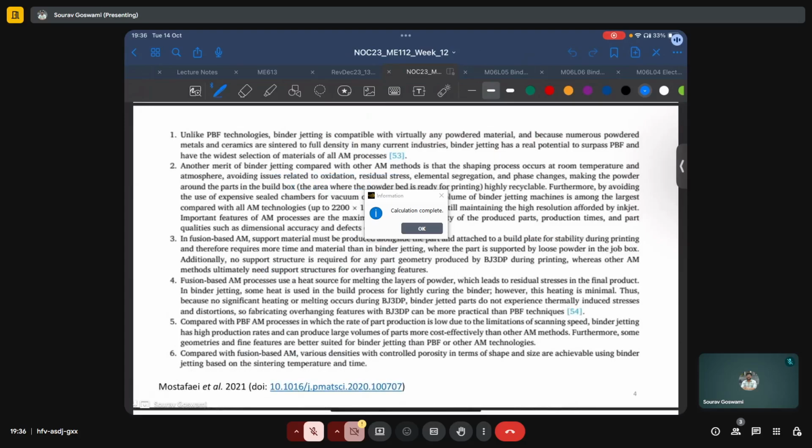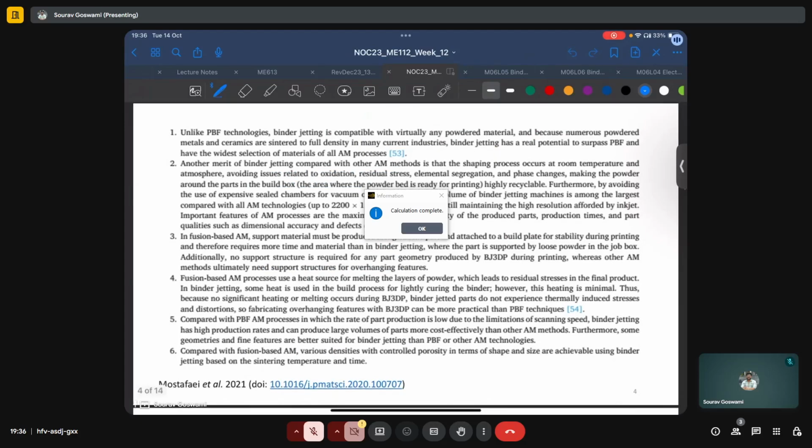Unlike other powder bed fusion technologies, binder jetting is compatible with virtually any powdered material. And because numerous powder materials and ceramics are sintered to full density in many current industries, binder jetting has a real potential to surpass PBF and have the widest selection of materials for all AM processes. Further, the shaping process occurs at room temperature and ambient atmosphere, avoiding issues related to oxidation, residual stress, elemental segregation, and phase changes, making the powders around the part in the build box highly recyclable.